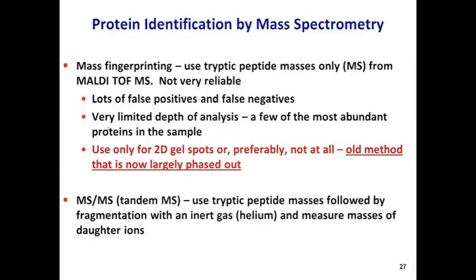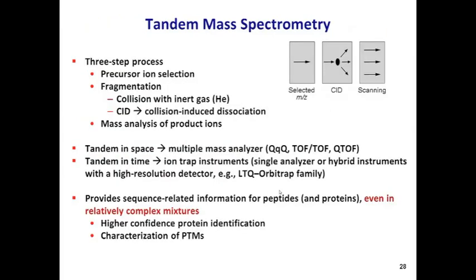There are lots of false positives and negatives, and as tandem mass spectrometry or MSMS methods have expanded, the use of this method has largely died out. It is still occasionally used for analysis of two-dimensional gel spots because of its speed and ease of use. However, in large part, this is an old technique that you should typically not consider. MSMS is the preferred method to analyze peptides, and it uses tryptic peptide masses as well as the fragmentation of those tryptic peptides to identify the peptide relative to a sequence database.